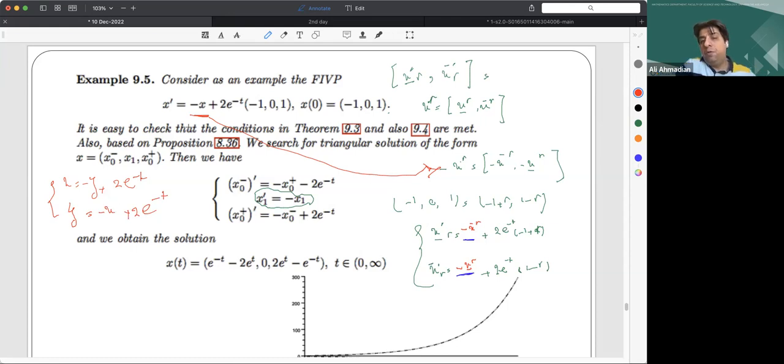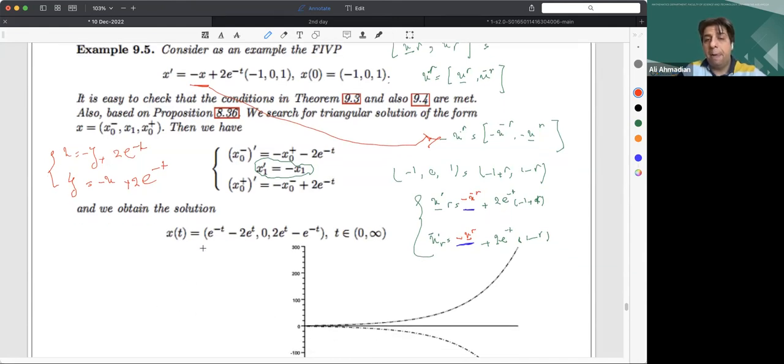So don't confuse yourself with the lower and upper. We are now in the non-fuzzy area, and we want to solve this system. Like how we solve an ODE system, we should solve this one. If you solve it exactly like what we have in calculus, then we reach the solution like this one, e to the power of minus t minus 2e to the power of t.